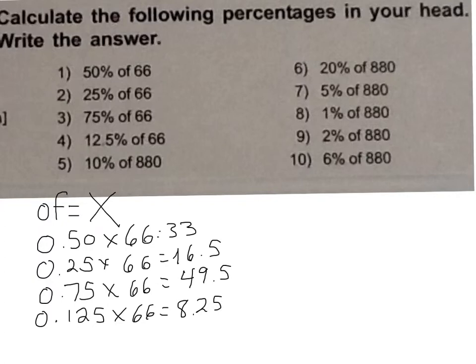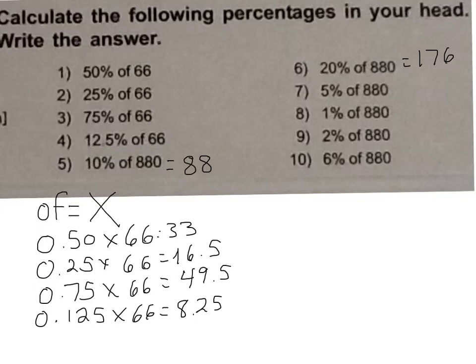Now, the other ones we have 10%. Most of these ones you can do in your head. You can go through and do the same way as we've just done, so 0.10 times 880, 0.20 times 880. But I'm going to show you to do these ones in your head. Because it's 10%, we know that we're going to move our decimal place over 1. So 10% of 880 is 88. 20% is going to be double that, so that's going to be 176.